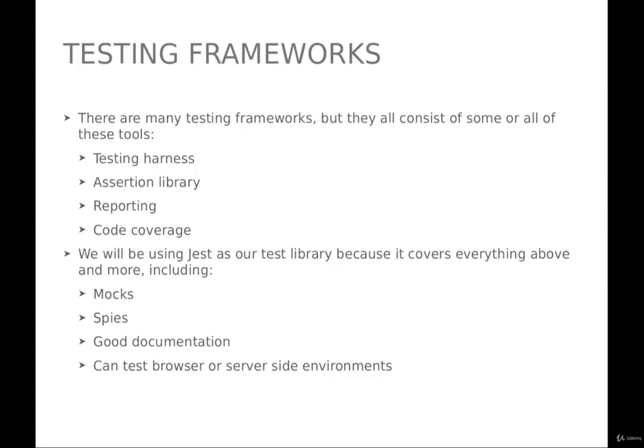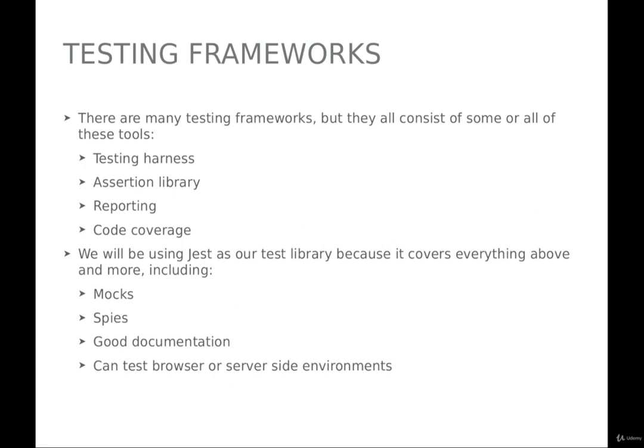There are a lot of testing frameworks out there, especially in JavaScript, but they all consist of some or all of these tools. One is a testing harness. So the testing harness is the orchestrator of the tests. That consists of assertion libraries, which is where you make your statements of truthiness or falsiness. So essentially this comes down to a Boolean value, assert X. That means, is this true?